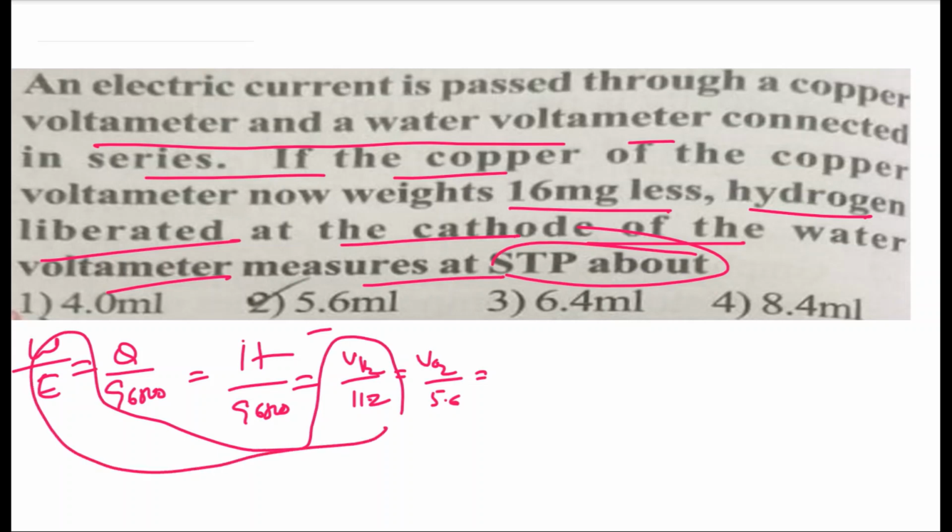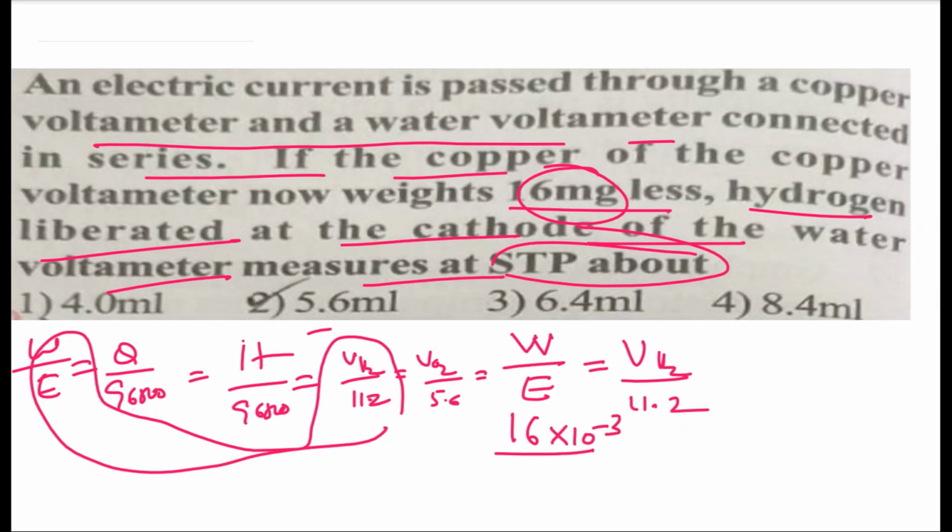Because the weight is given, very simple. The copper voltmeter and water voltmeter are connected in series. In the water voltmeter, what gas is liberated? H2 gas, and they are asking the volume of that H2 gas. So you take the formula W by E is equal to VH2 by 11.2 liter. The weight of copper is given as 16 into 10 power minus 3. Why 10 power minus 3? Because I converted it into grams.